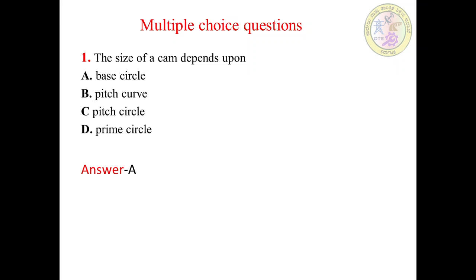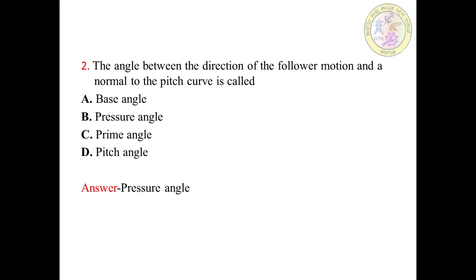And then these are the multiple choice questions for this session. The size of the cam depends upon: base circle, pitch curve, pitch circle, or prime circle. The size of the cam depends mainly upon the base circle. And the angle between the direction of the follower motion and a normal to the pitch curve is called the pressure angle.